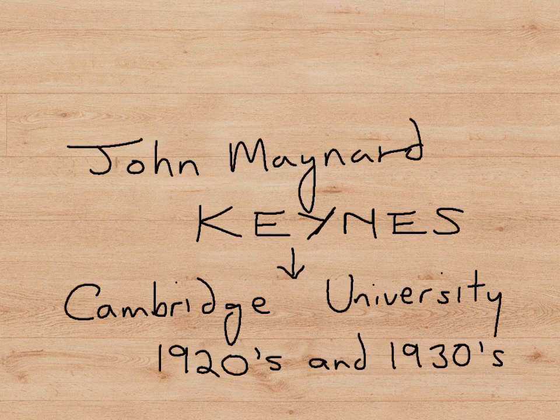The name commonly associated with the birth of macroeconomics is John Maynard Keynes. Working at Cambridge University in the 1920s and 1930s, Keynes is largely credited with developing macroeconomics as a separate branch of economics.